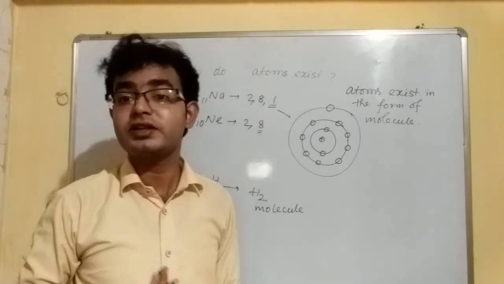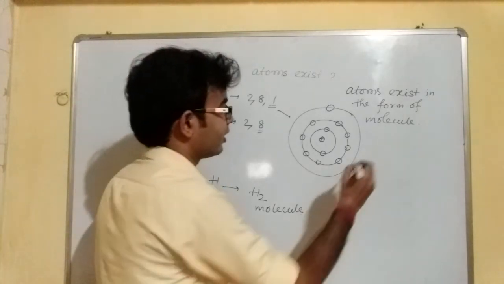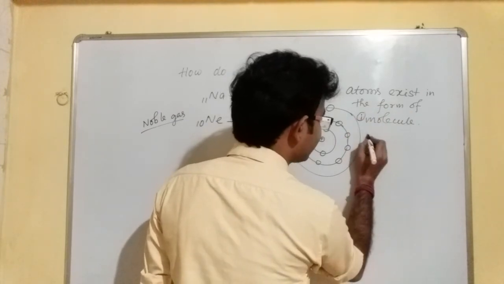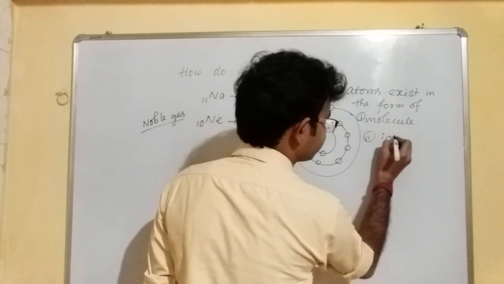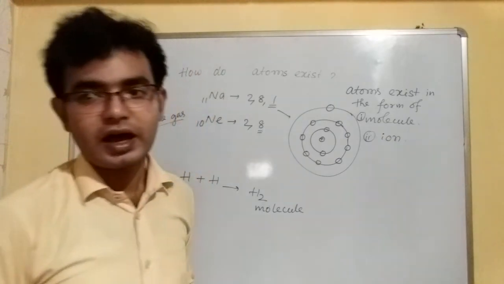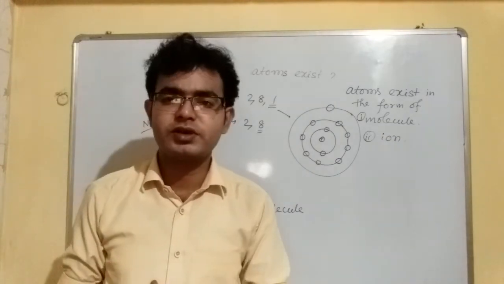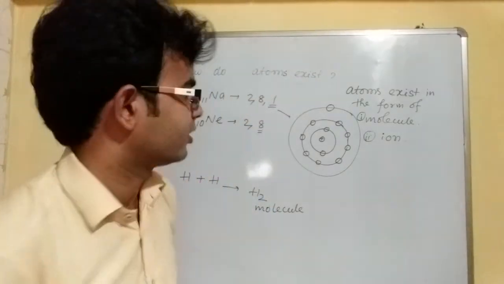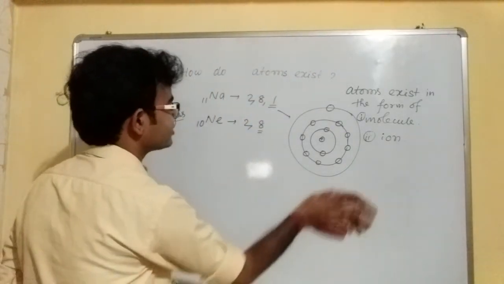Atoms can exist in another form. Another form: number one is molecule and number two is ion. हम लोग आयन के बारे में दूसरे किसी क्लास में डिस्कस करेंगे. आज के क्लास में हम लोग थोड़ा सा मॉलिक्यूल के बारे में जानकारी लेते हैं. ठीक है, समझ लेते हैं इसको.